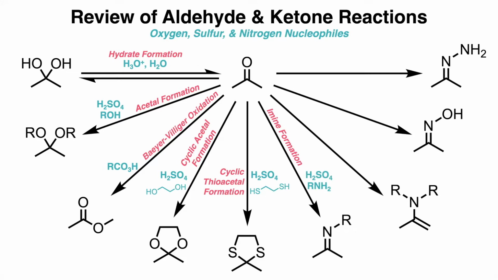An imine can be formed with H2SO4 and a primary amine, or an enamine can be formed with H2SO4 and a secondary amine. Now, if the R group in a primary amine is replaced with a hydroxyl group, then an oxime could be formed. Or hydrazine could be used as a nucleophile to form a hydrazone. Both oximes and hydrazones have the same mechanism as imine formation.